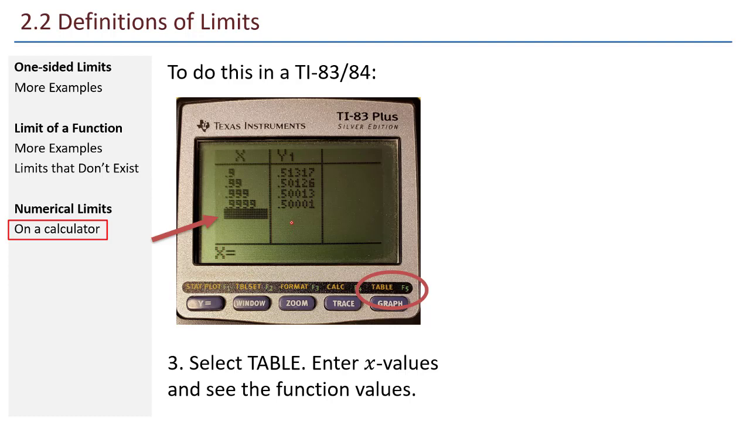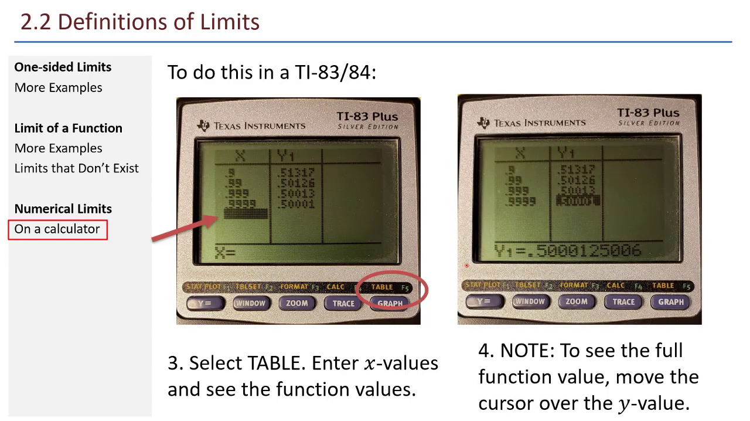Now, there's one warning: the function values that you see are rounded. So when I plug in 0.9999, the function value isn't exactly 0.50001. It's something more than that. In order to see the full value, you must move the cursor over so that it highlights the number you want to see in the middle column. And down below, you can see the full value of the function. On some homework problems, they say, give us the answer to 4 decimal places or something like that, and you might have to do this in order to get the correct answer and round appropriately.